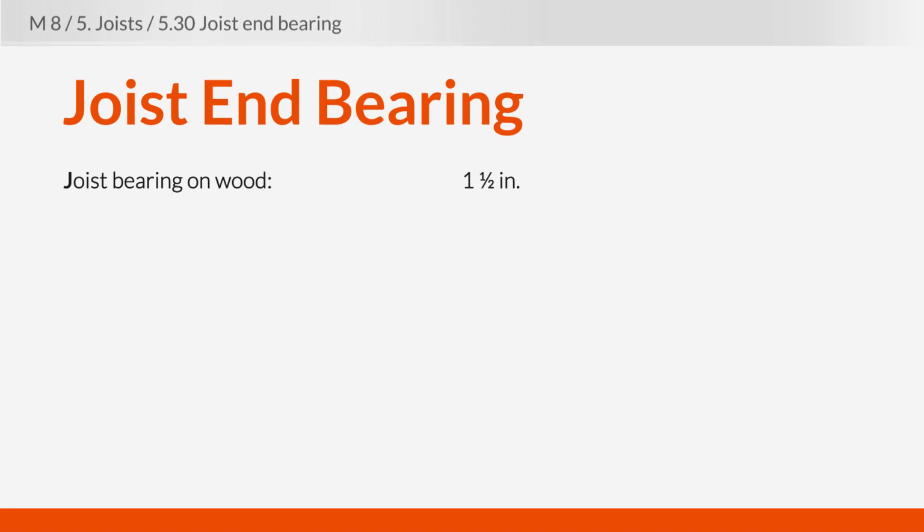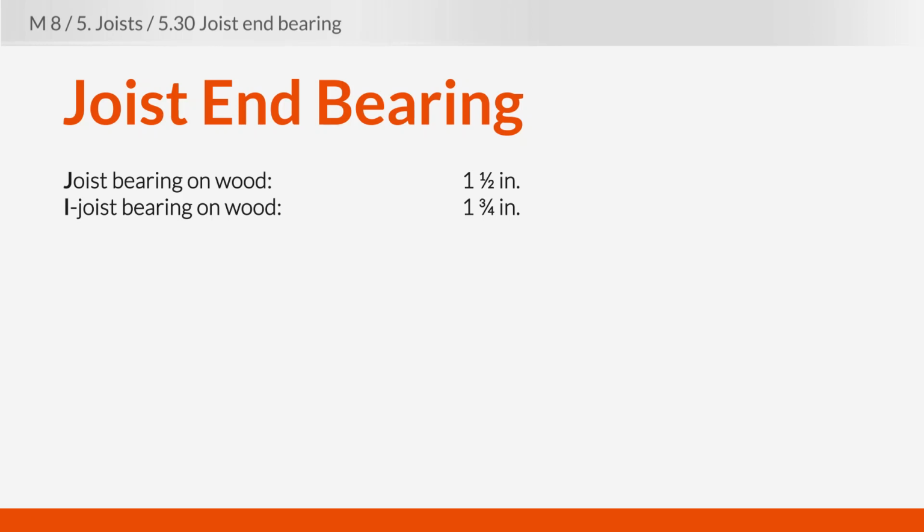So, joist end bearing on wood. We want at least 1.5 inches of that joist to be bearing on wood. That would be on a wooden sill plate as an example. For an I-joist, should be about 1.75 inches bearing on wood. Now, you don't have to measure this stuff, just eyeball it.